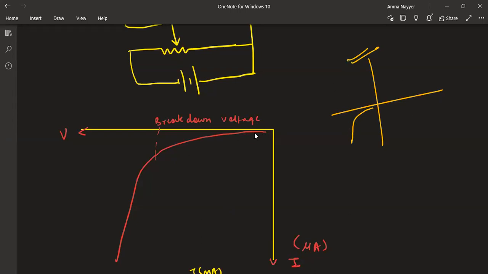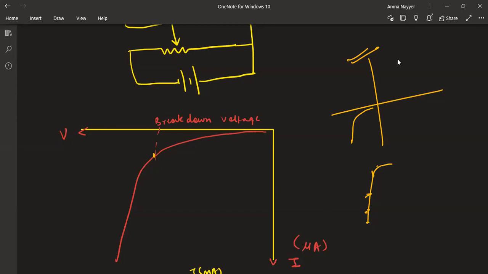Here the variation is very slow. It's not linear, but the increment in the current is very small. Voltage keeps on increasing, but the magnitude of current changes very slowly. But then again, a point is reached after which current increases abruptly, like this. So this value for reverse is known as breakdown voltage.